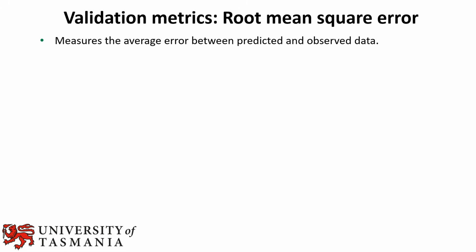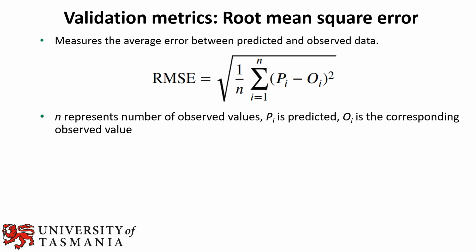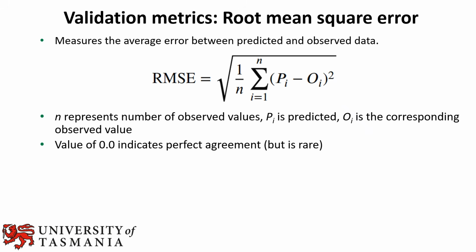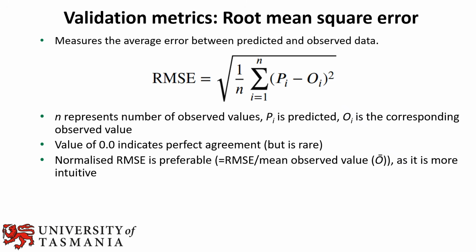So the root mean square error, which is by far, well, not by far, but one of the most common, measures the average error between predicted and observed data. You typically sum up the difference between your predictions, P, and your observations, O. You square them, and then you take the average, and then you take the square root of that. So a value of 0 indicates perfect agreement. In practice, it's quite rare to get a value of 0.